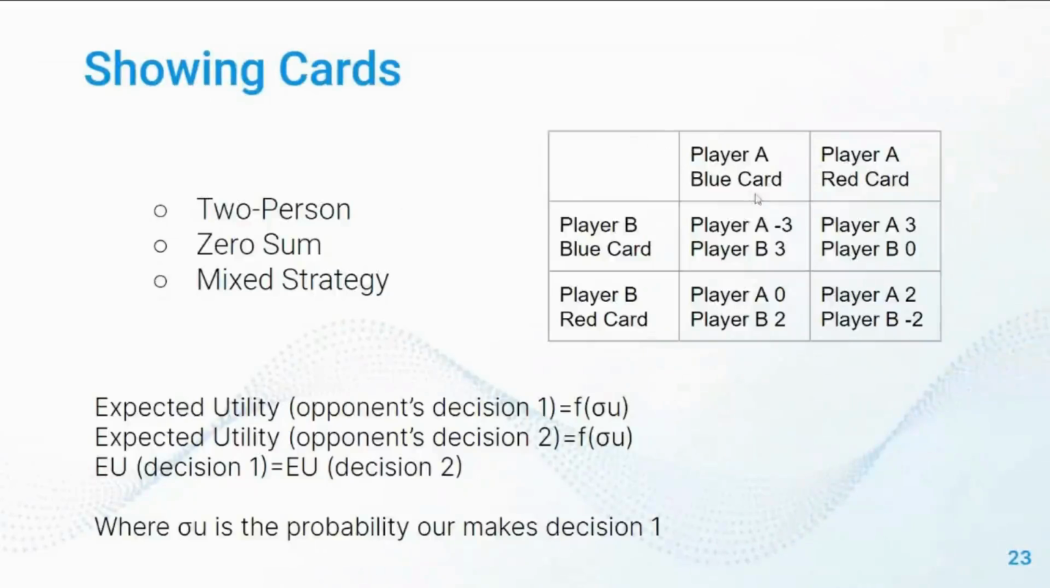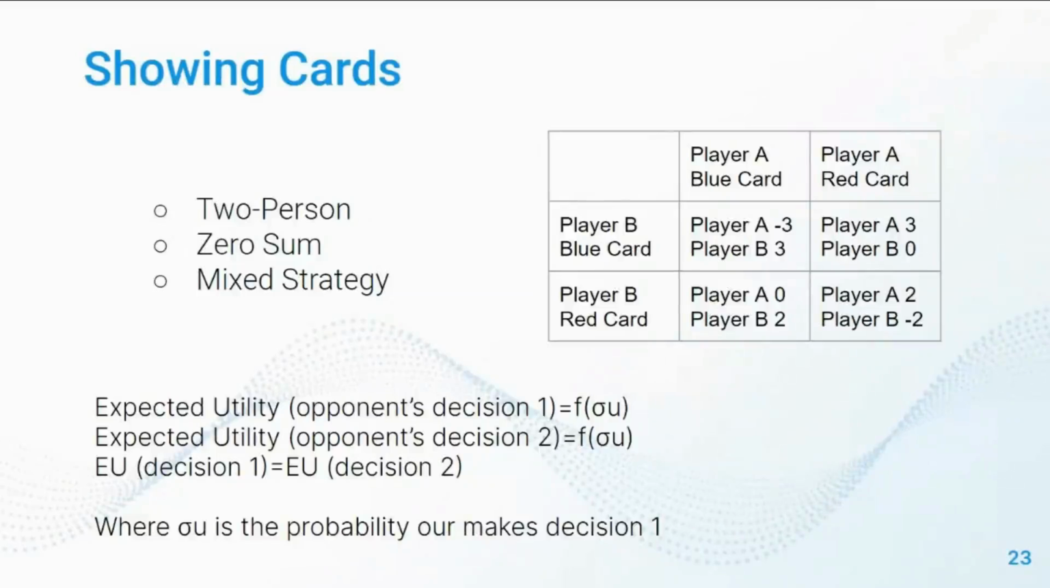So in this case, the game goes as if player A shows a blue card and player B shows a blue card, player B will gain 3 points and player A will lose 3 points. The other situation is when player A shows a red card, they get 3 points, but player B doesn't get any points if they choose the blue card.